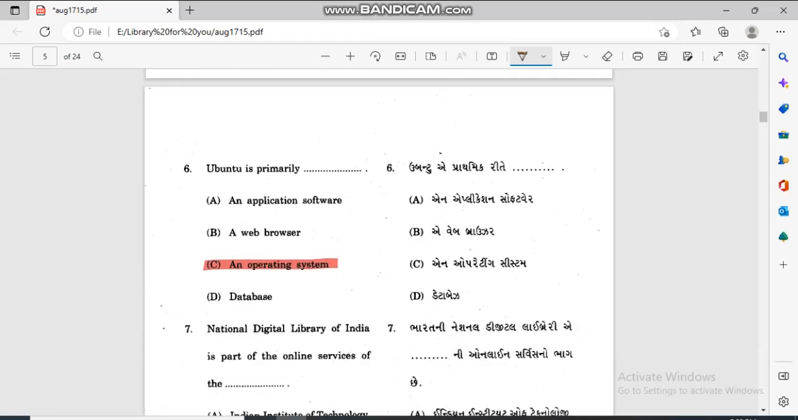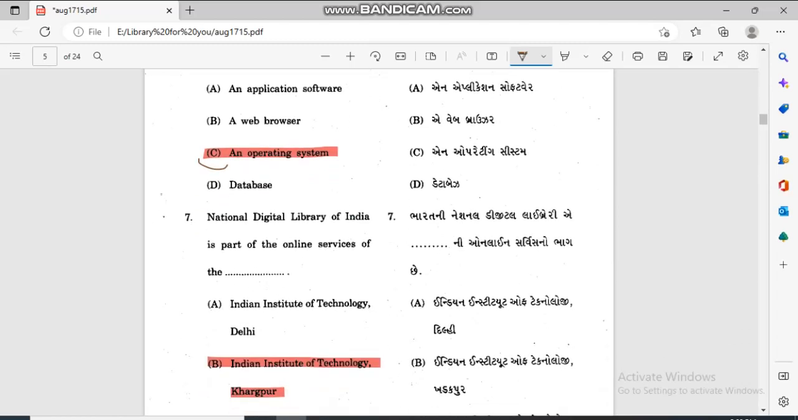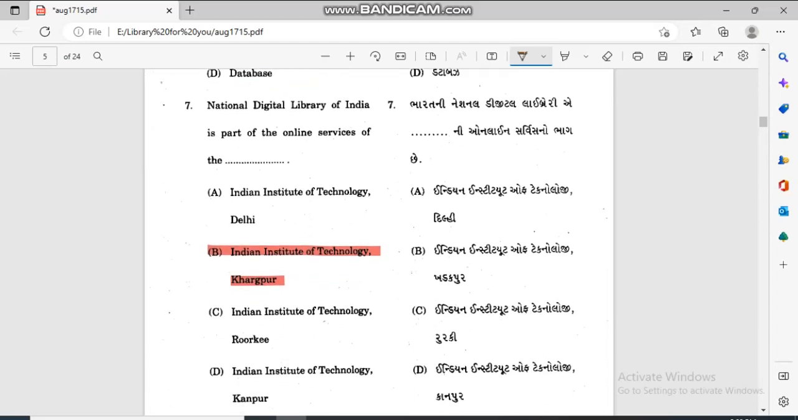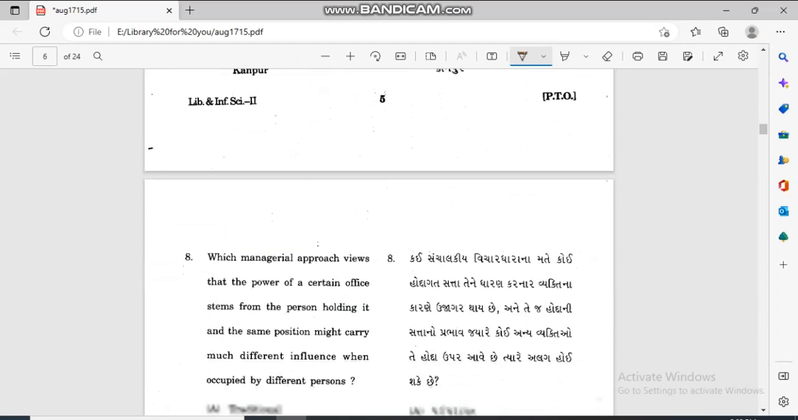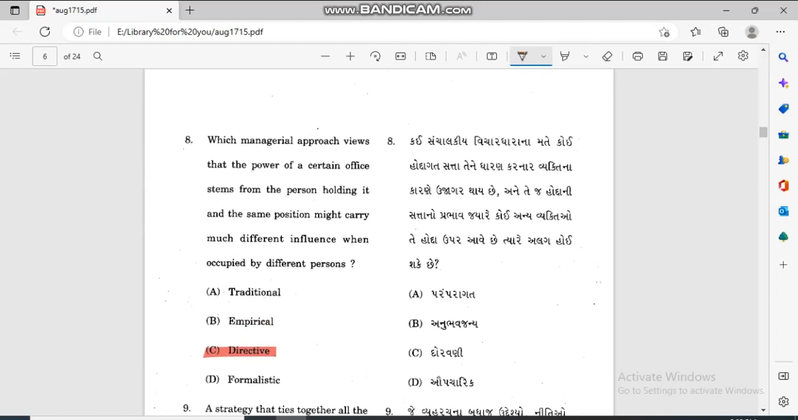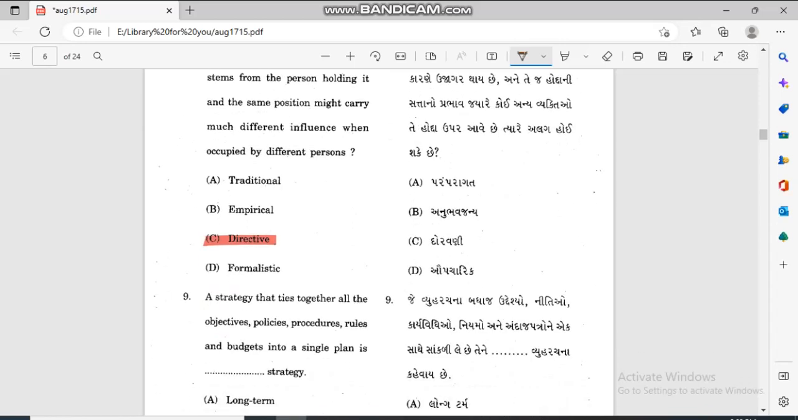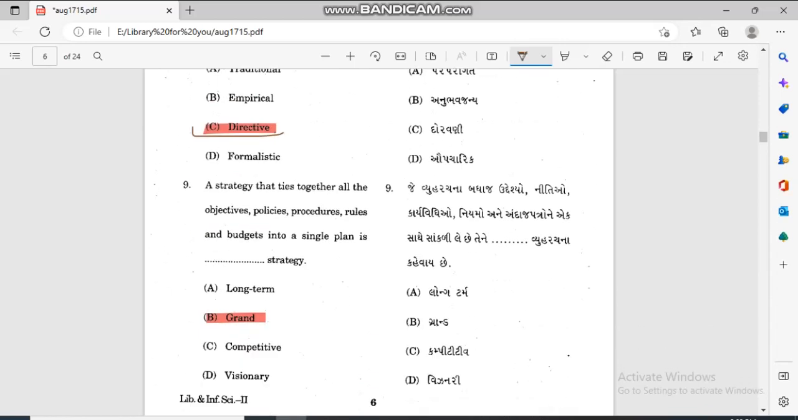Ubuntu is primarily an operating system. Seventh, National Digital Library of India is a part of the online services of the IIT Kharagpur. Eighth, which managerial approach views that the power of a certain office stems from the person holding it, and the same position might carry much different influence when occupied by different persons, is known as directive. A strategy that ties together all the objectives, policies, procedures, rules and budgets into a single plan is known as grand strategy.